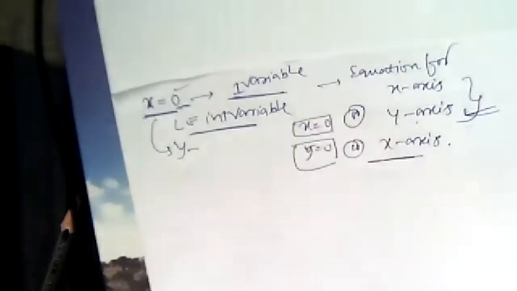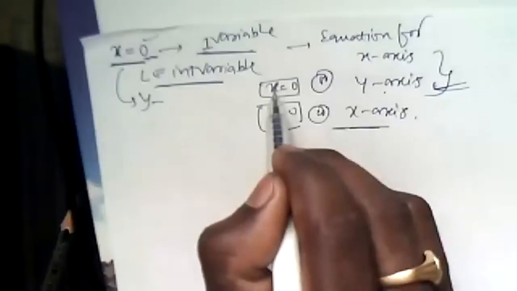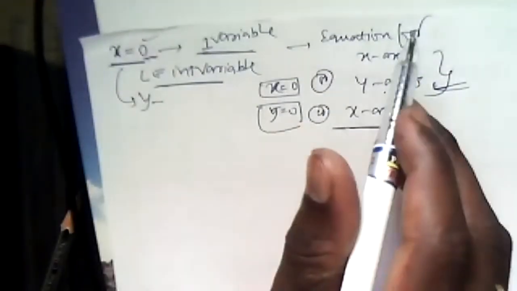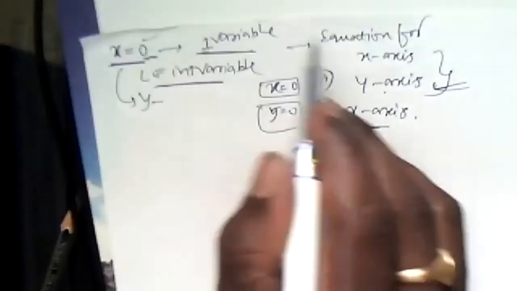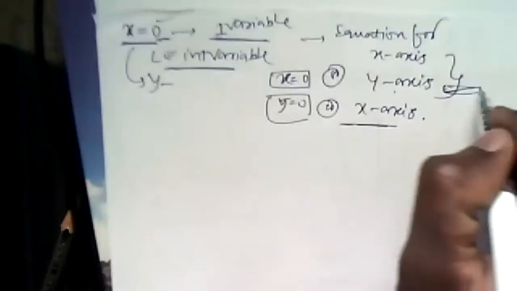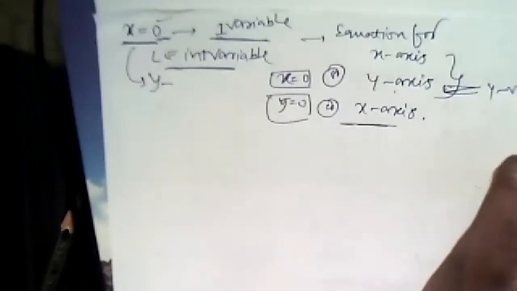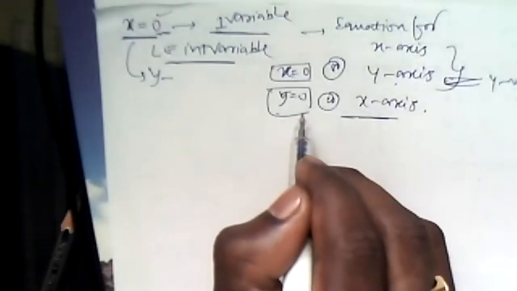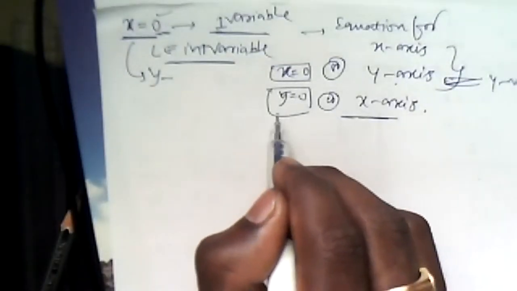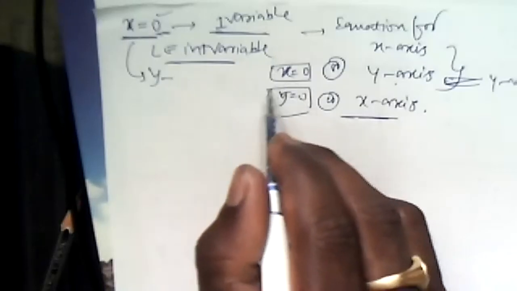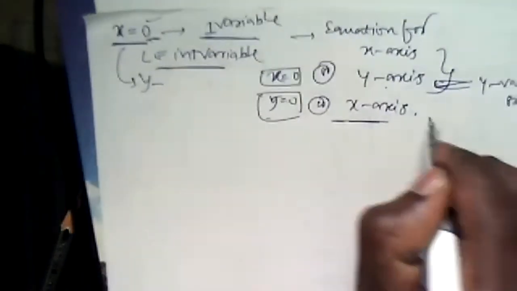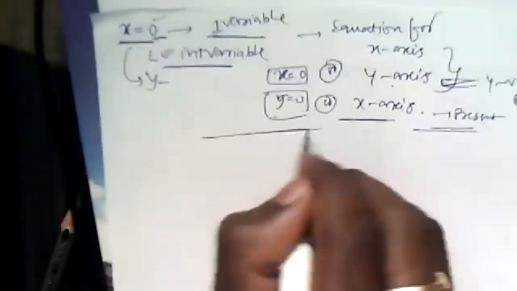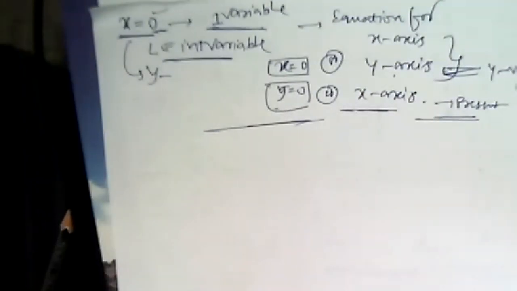I want to repeat, just listen here. If x is equal to 0, it means all x values are absent, all x values are zeros, and only y values are present. If y is equal to 0, it means all y coordinates are 0, and only x values are present. Just know these 4 points.